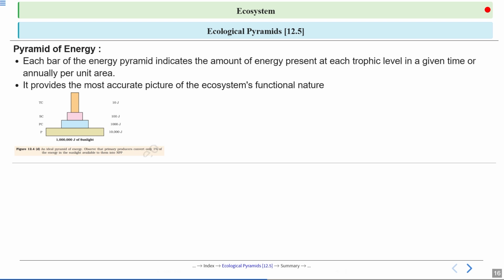Here you can see the producers have the maximum energy, which is measured in joules, and then only 10% of energy is transferred to the primary consumers, which is 1000 joules. Again, 10% of energy is transferred to the secondary consumers, which is 100 joules, and finally there is very little energy left at the fourth trophic level, which is occupied by the tertiary consumers. Beyond this fourth trophic level, another trophic level is not possible because there is not enough energy to support a next trophic level.